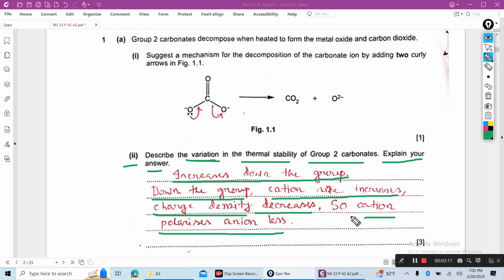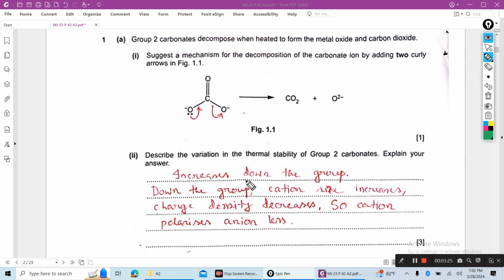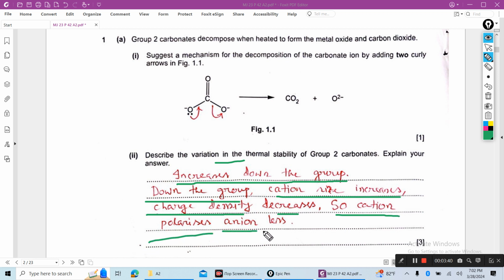If polarization is more, thermal stability is less. If polarization is less, thermal stability is more. So thermal stability down the group increases. Why? Down the group cation size increases, charge density decreases, so polarization decreases, meaning the cation polarizes the anion less.